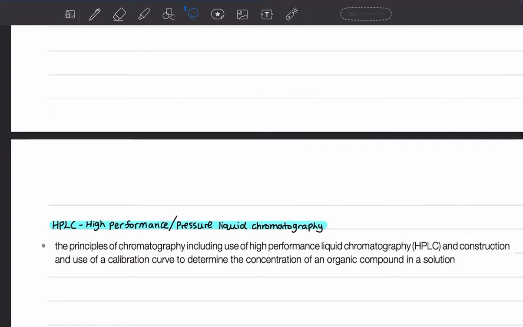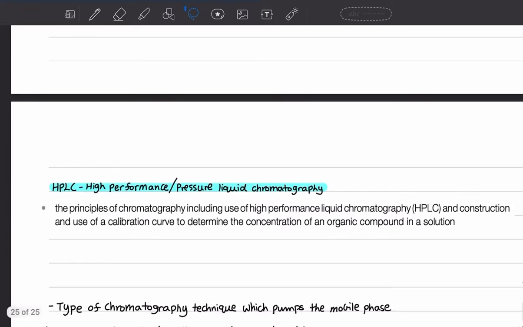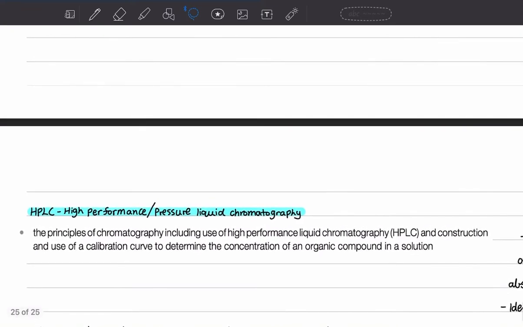So let's have a look at the study design dot point for this topic. It says the principles of chromatography, including the use of high performance liquid chromatography, HPLC, and construction and use of a calibration curve to determine the concentrations of an organic compound in a solution.